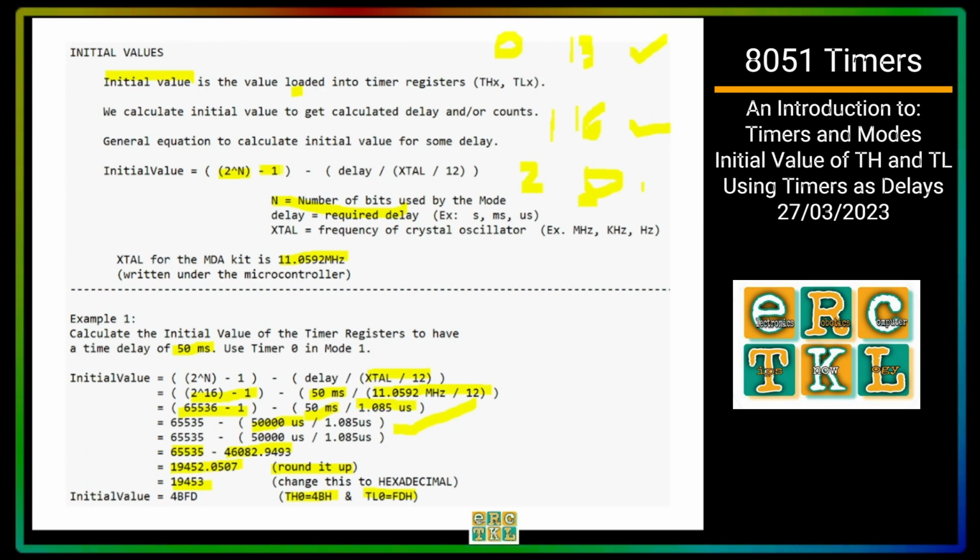Okay? Now, look, this is another trick. The problem is that some students are wrong about where to put the L and the H. So the L will be the FD and the H will be the 4B. The higher byte is on the left, the lower byte on the right. Therefore, the answer TH0 will be 4B. Be careful, this is 0. Why 0? Because my question is timer 0.